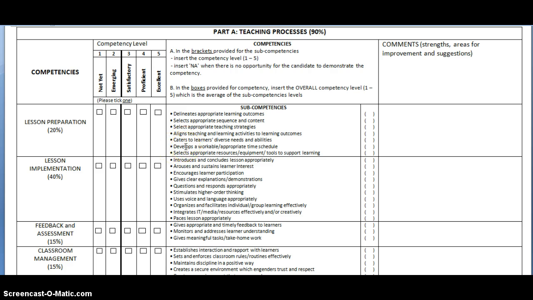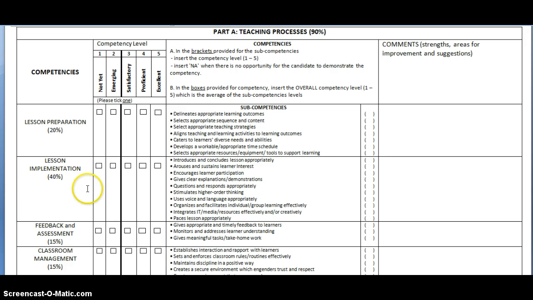So please make sure that you know your learners prior to the teaching observation. Develops a workable or appropriate time schedule, selects appropriate resources or equipment or tools to support learning. So this means that you must have your teaching aid.